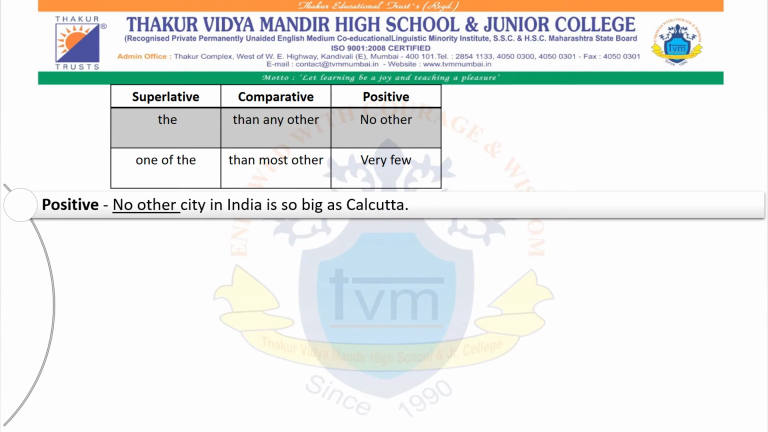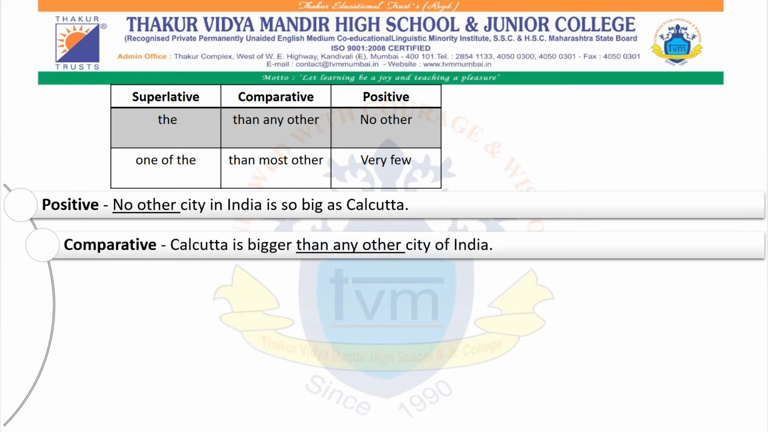Positive: No other city in India is so big as Calcutta. So it is positive degree. The sentence starts with the structure "no other." So what we will change it to, as comparative, is the "than any other" structure: Calcutta is bigger than any other city of India. Again check whether the meaning is the same, and also we have to see the tense of the verb should be the same, and that is how we will be able to write the sentence correctly.